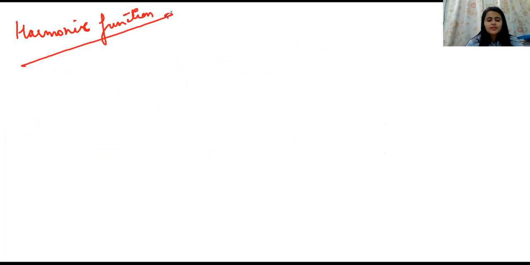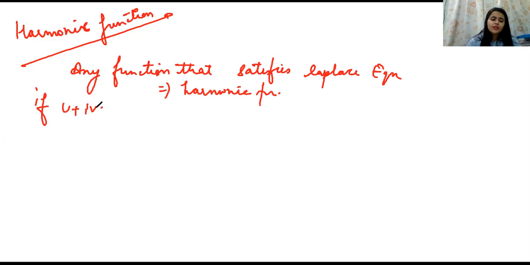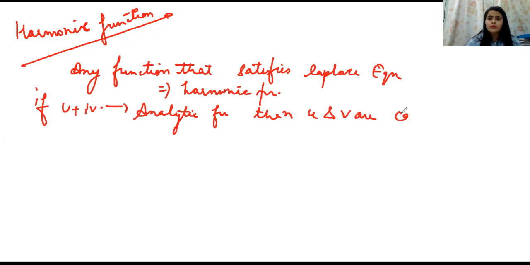So harmonic function: basically, any function that satisfies the Laplace equation is a harmonic function. So if you have u plus iota v, which is an analytic function, any analytic function, then u and v are conjugate harmonic functions.